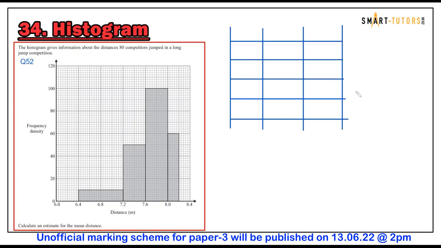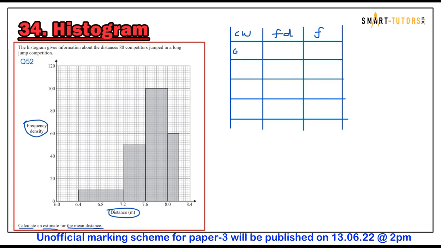And the next one, histogram. The histogram gives the information about the distances 80 competitors jumped in the long jump competition. The frequency density is given and distance is given, and they are asking to calculate the estimate of the mean, right? So now this one, I'm going to put this as a class width and frequency density is given. I am going to find out the frequency. So this is a kind of a 5-marker question worth spending some time.